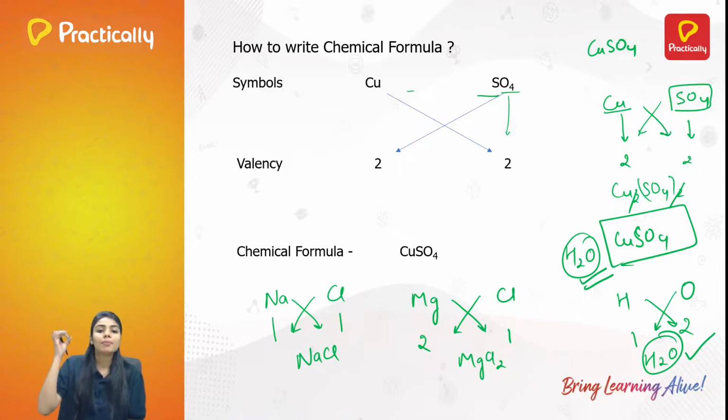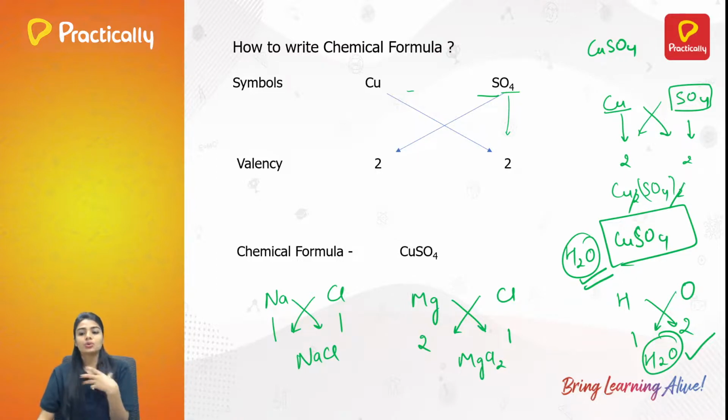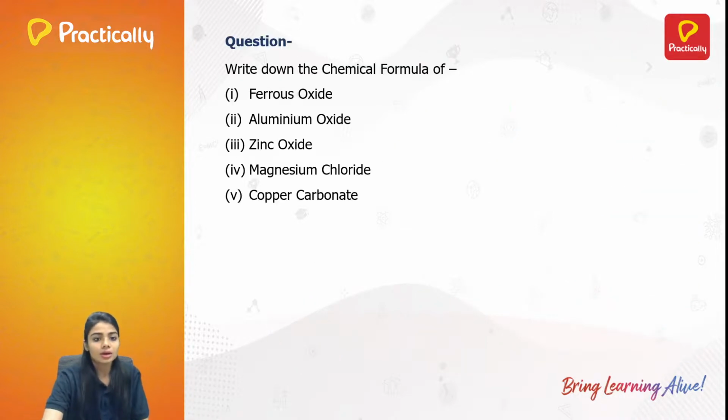So this is how you will write a chemical formula. For writing a particular chemical formula, you should know the symbols, how to write the symbols of that particular element. Then after writing the symbols, you will write the valency. Then cross multiply it. When you cross multiply it, you will get the chemical formula. Okay.